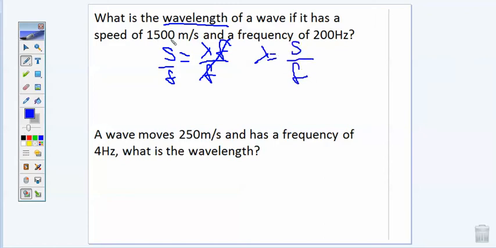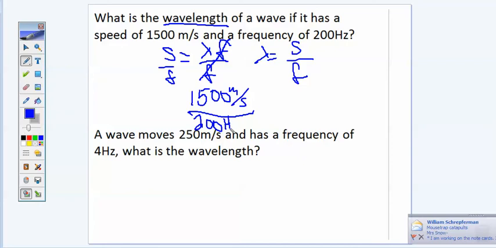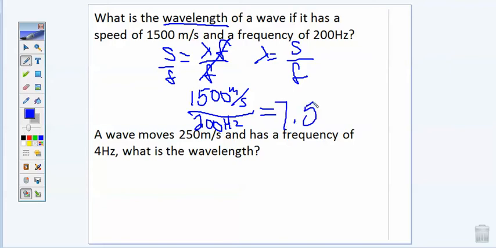Okay. So in this case, the speed of the wave is 1500 meters per second, and the frequency of the wave is 200 hertz. So when we take 1500 divided by 200, we're going to get 7.5. Because it's a wavelength, our unit is going to be in meters. Right. Pause the video. Try the second one on your own.